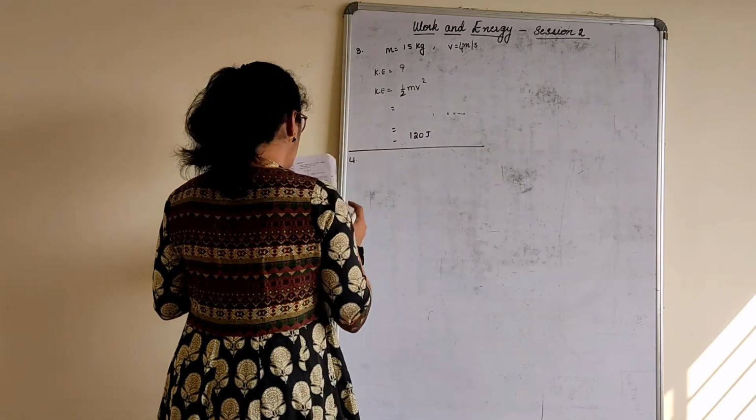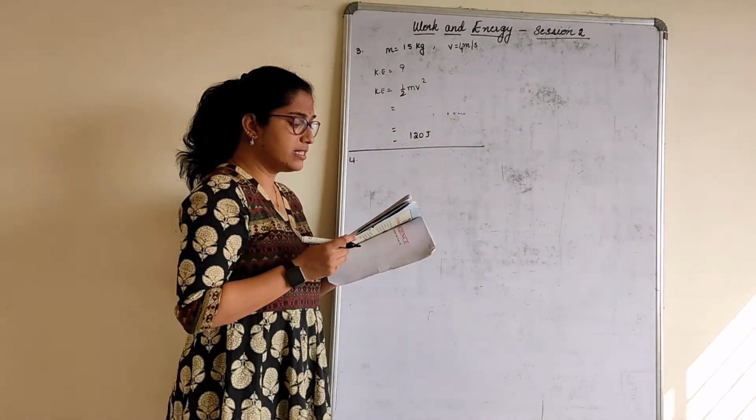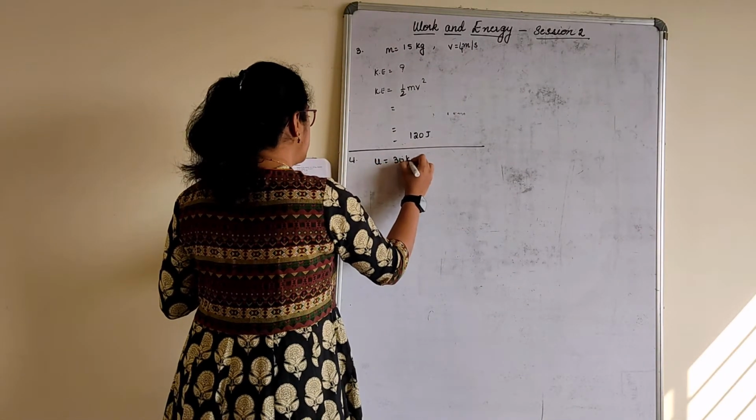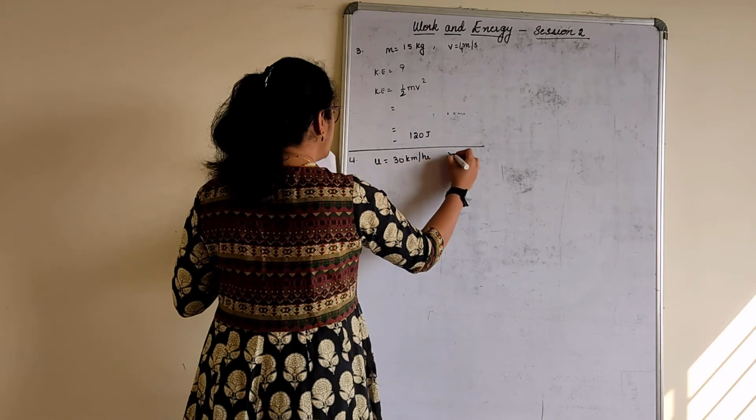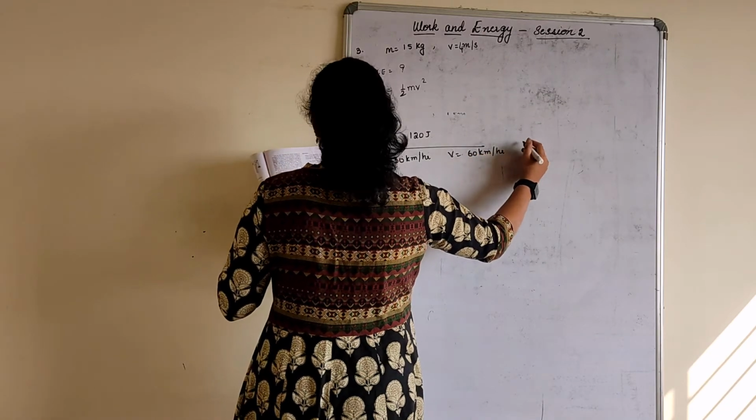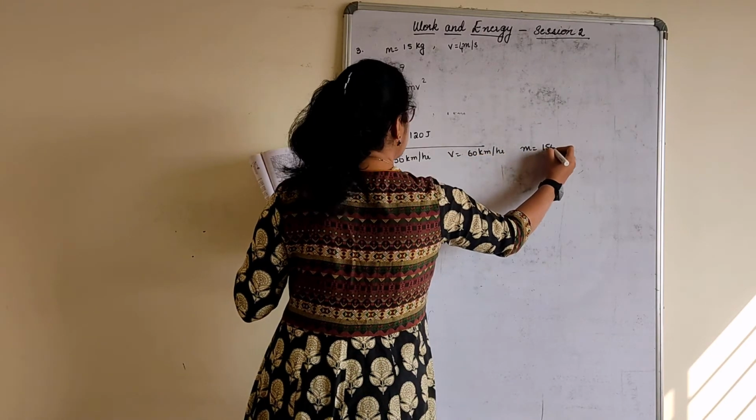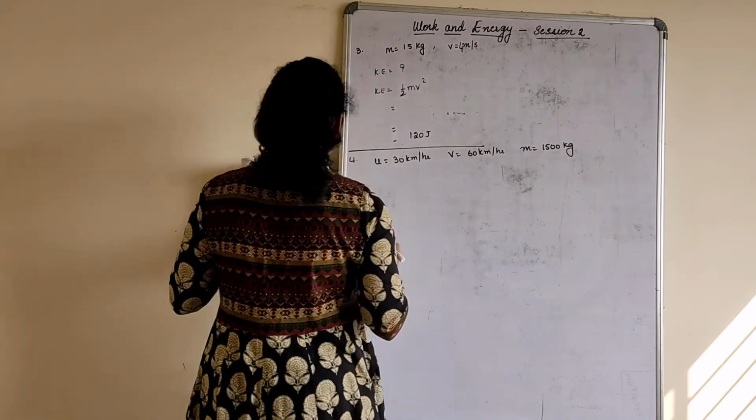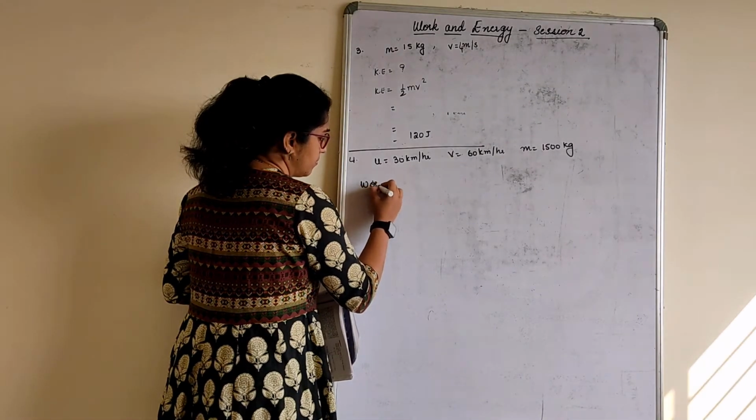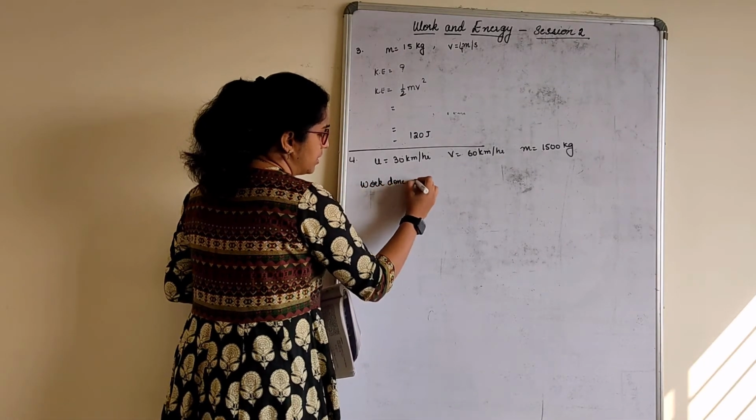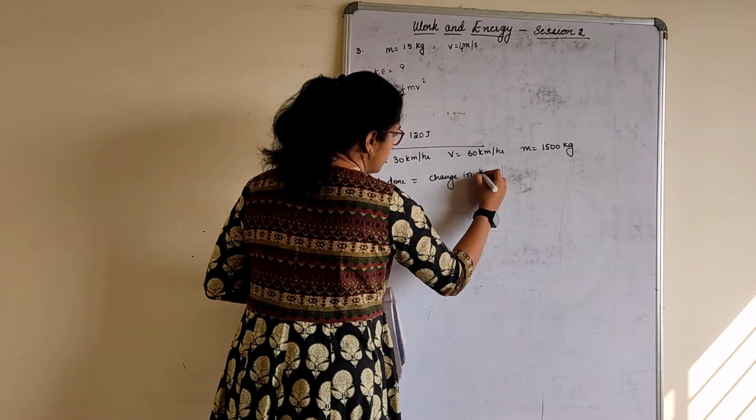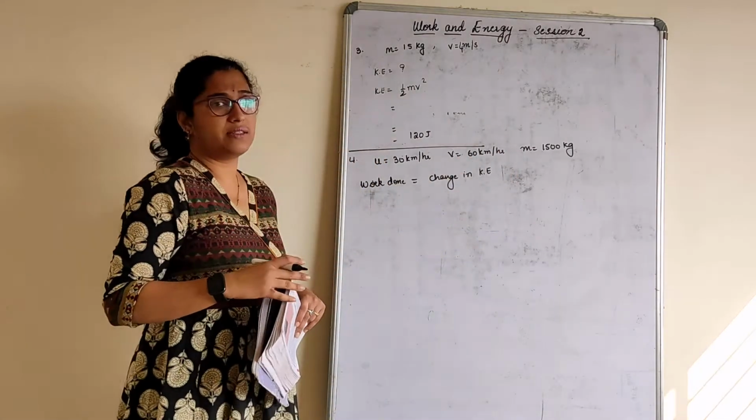Fourth one. What is the work done to increase the velocity of the car from 30 km per hour to 60 km per hour, and mass of the car is given as 1500 kg. Now what is the work done? I'll just write the formula. Work done is nothing but change in kinetic energy. Always remember this.